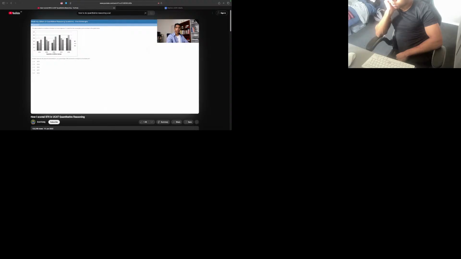The other thing to note is that when you move between questions, the calculator disappears, but all you have to do is press Alt+C to bring it up again, and the calculator will be in the same position that you had it before.